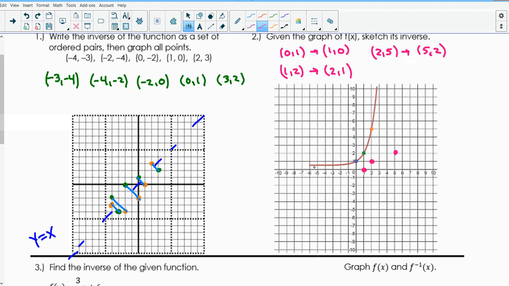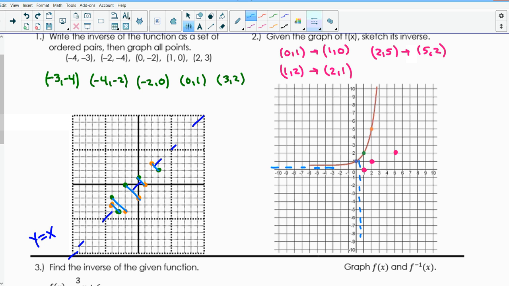Okay, notice that this function is going like this. So notice your asymptote right here. Remember, if you think back to exponential functions, there's an asymptote that goes right here that this line is approaching but not touching. So if all the coordinates get flipped, then its characteristics get flipped as well. So its asymptote, instead of being horizontal, becomes vertical. So now the asymptote would actually go like this.